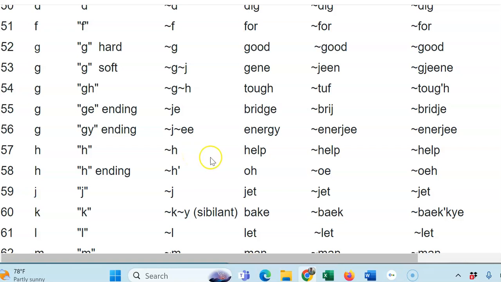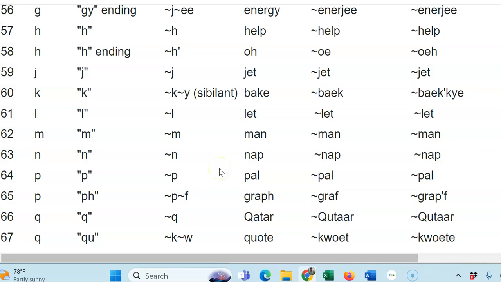If you hear H, you know it's H. Help me. But there was a problem with the H at the end. O, the word O, pronounced O, it's O. Oh, you got to get that H in there. J is really not a problem. The K is, as we said, a sibilant now. So word bake with the silent E at the end is bake.